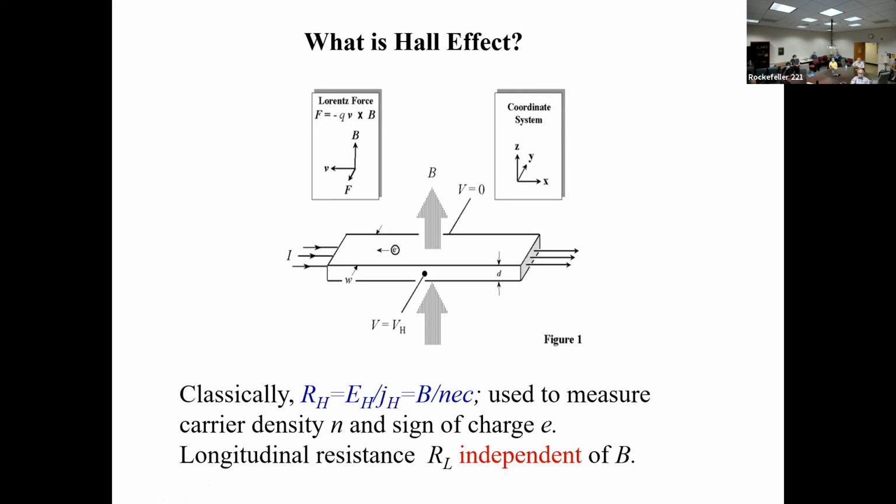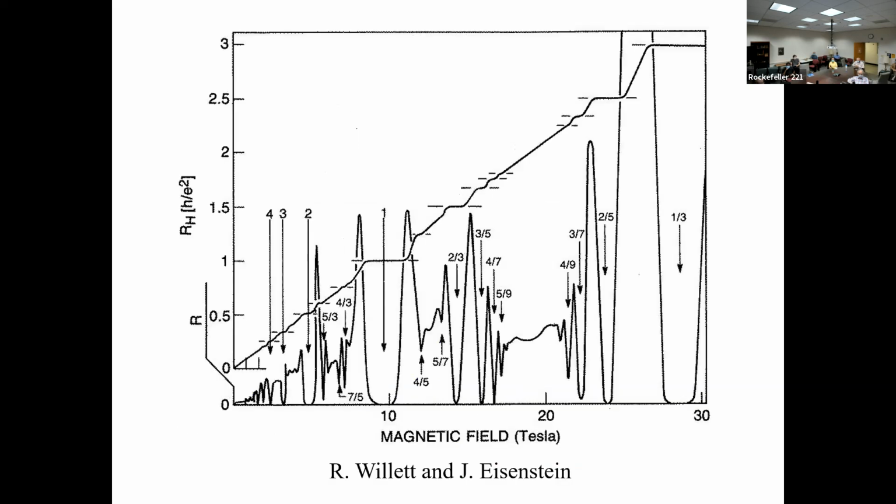On the other hand, as I said, as far as the longitudinal transport is concerned, the effect of the Hall voltage or Hall field cancels that of the Lorentz force, and as a result, the longitudinal resistance classically should be independent of the magnetic field. And of course, I wouldn't be giving a talk on the quantum Hall effect, which this talk is about, if this were the whole story. Obviously, quantum mechanics changes things dramatically.